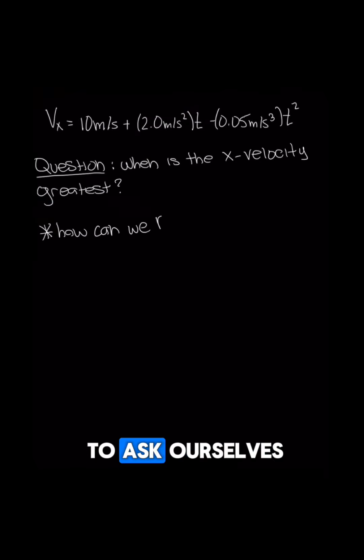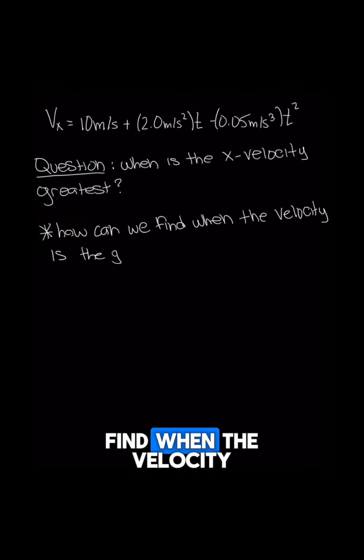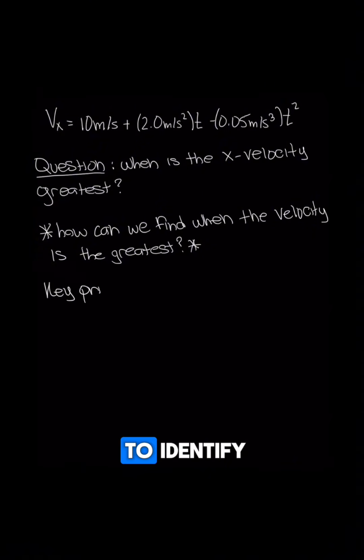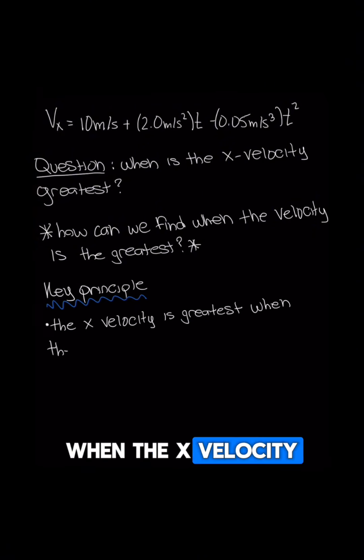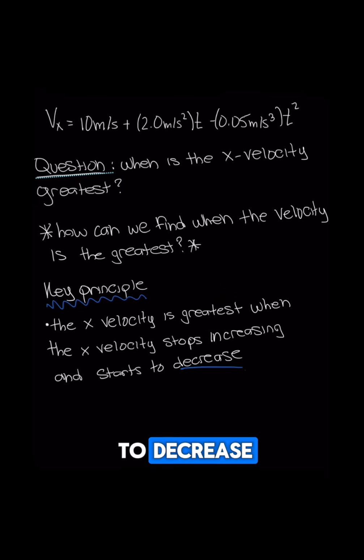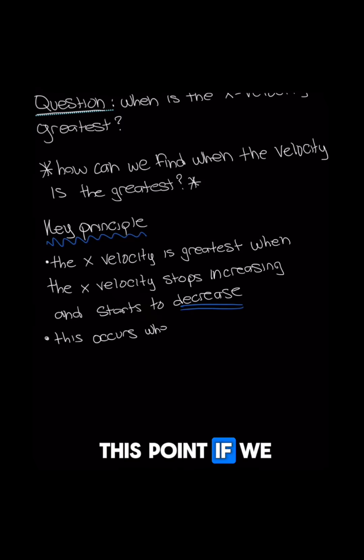So the important question to ask ourselves: how can we actually find when the velocity is greatest? The key principle to identify to help us solve this question is that the x velocity is greatest when the x velocity stops increasing and starts to decrease. We can better understand this point if we look at a graph.